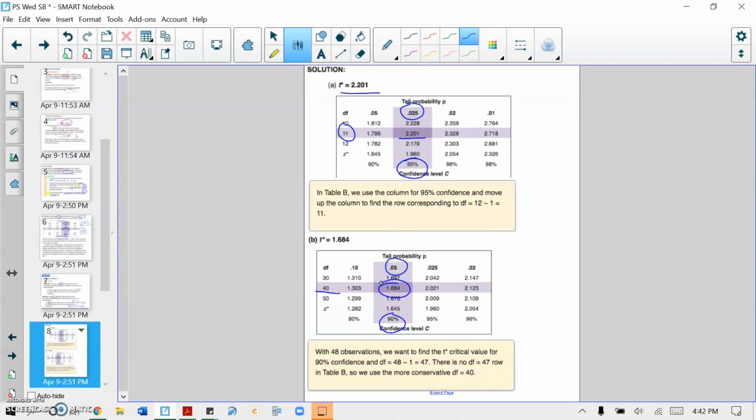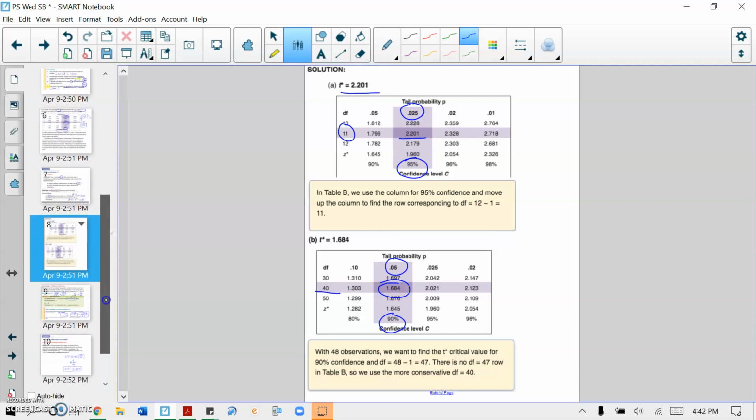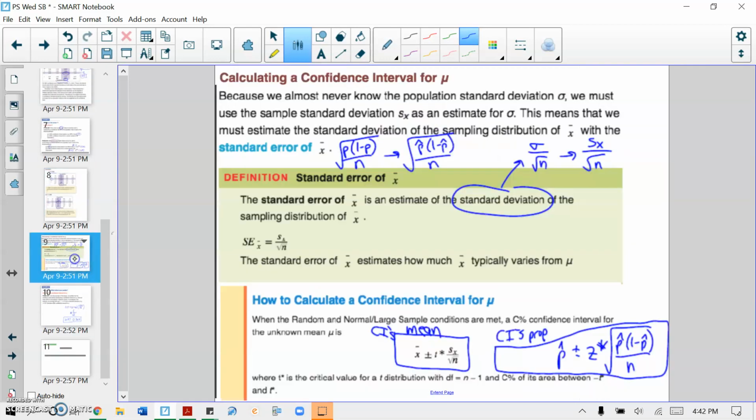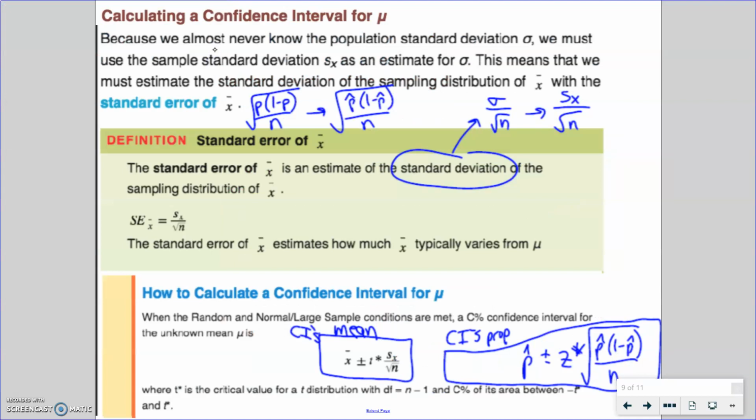So again, if you're still getting stuck with that, stop in for office hours. I'll help you out and clarify it a little bit more. All right, so this slide is basically saying everything that we used to know.